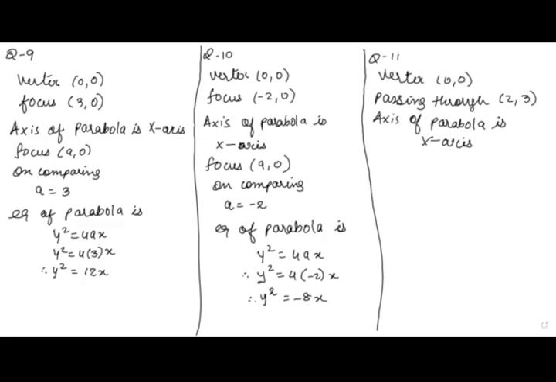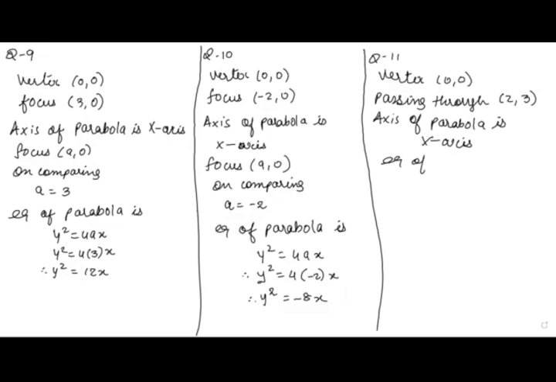So try to understand that if the axis of parabola is x-axis, then the equation of parabola will be y square is equal to 4ax or y square is equal to minus 4ax. It can open towards positive direction of x-axis, or it can open towards negative direction of x-axis also. But as you can see that the parabola is passing through 2 comma 3, and this point is on first quadrant. Therefore definitely this parabola is opening towards positive direction of x-axis.